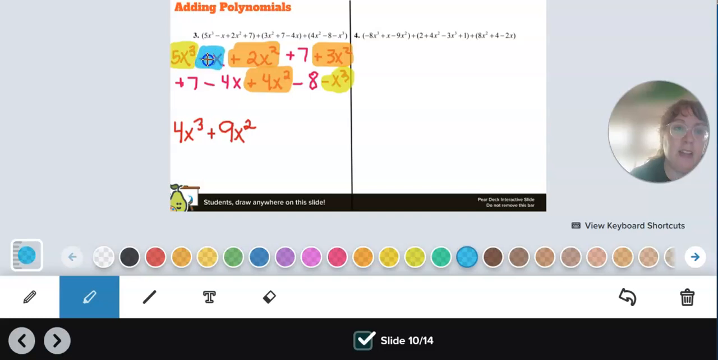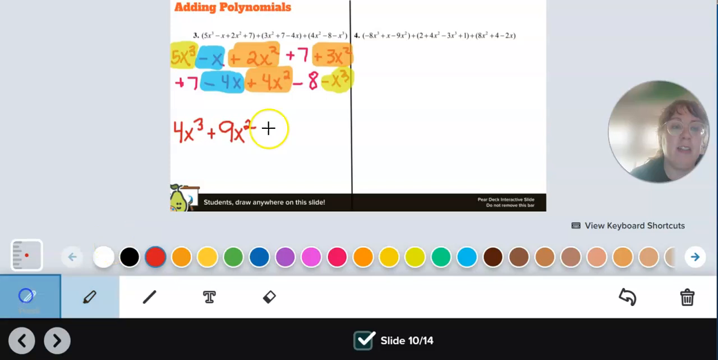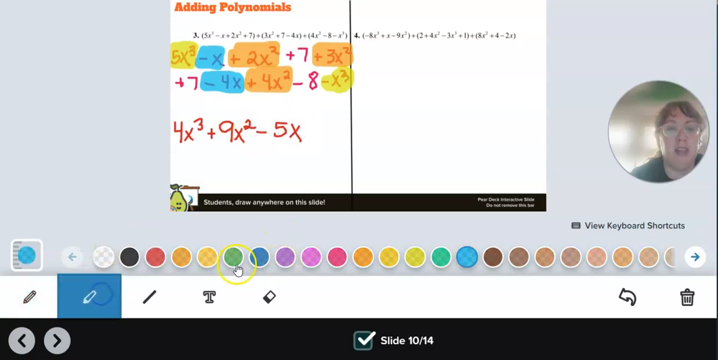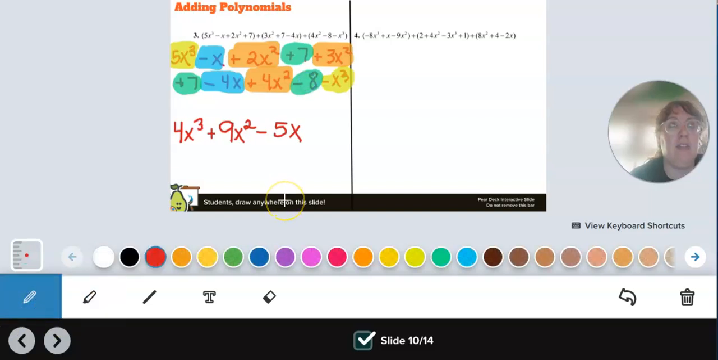Then we'll look at our x to the first powers. We have a negative x and a negative 4x, which gets us a negative 5x. And then finally we have 7 plus 7, which is 14, minus 8, which is 6. So that's plus 6. And now we've added them all, and we're in standard form. Beautiful.